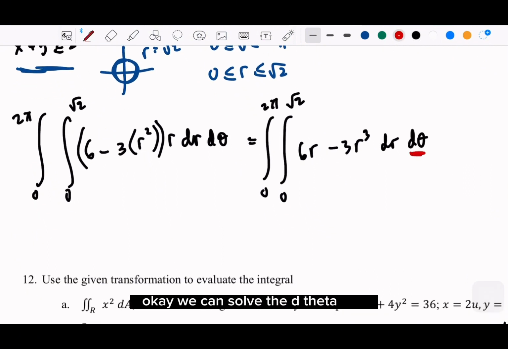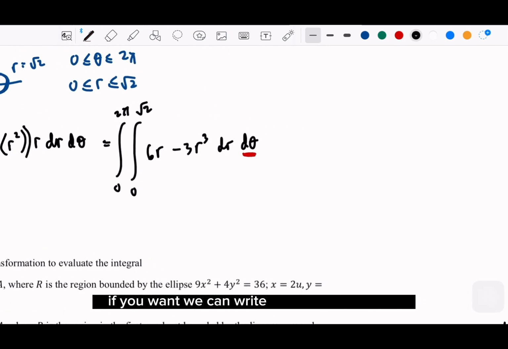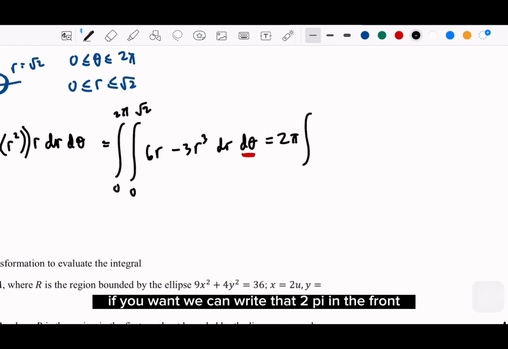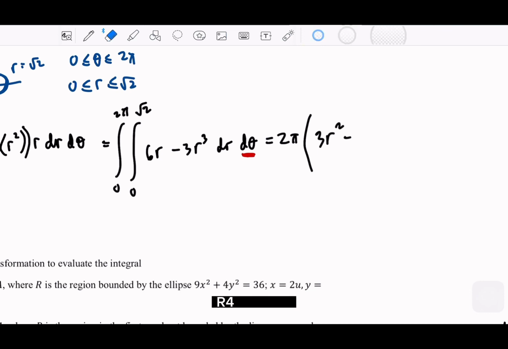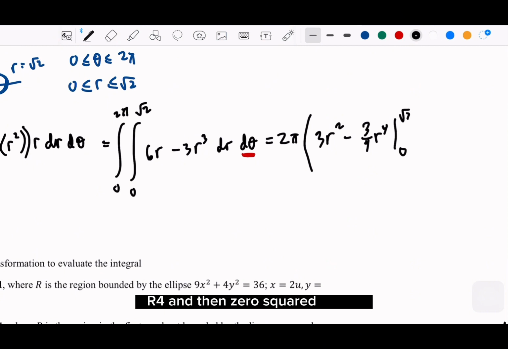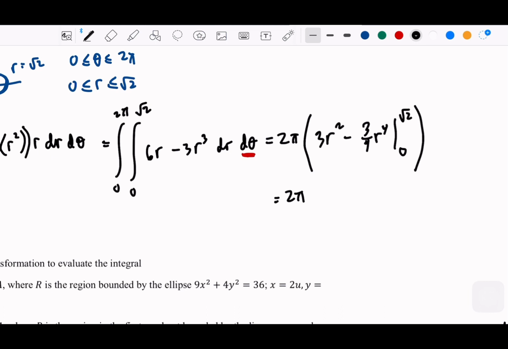We can solve the d theta first if you want. We can write 2 pi in the front, and then we can just integrate as usual. This is 3r squared. This is r to the 4, sorry, 3 over 4 r to the 4, evaluated from 0 to square root of 2. So this will be 2 pi times, with square root of 2, 6 minus 3. And this will be 6 pi.